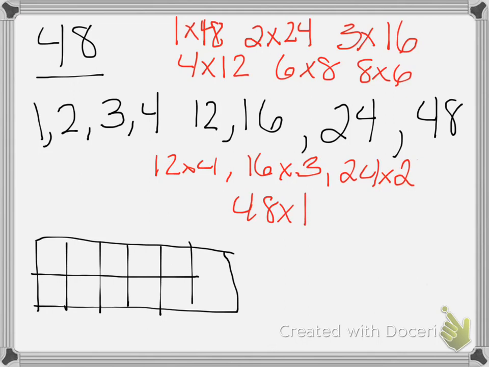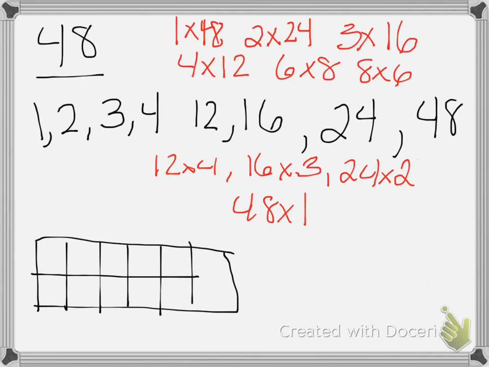So our factor pairs are then 1 and 48, 2 and 24, 3 and 6, 4 and 12, and 6 and 8.